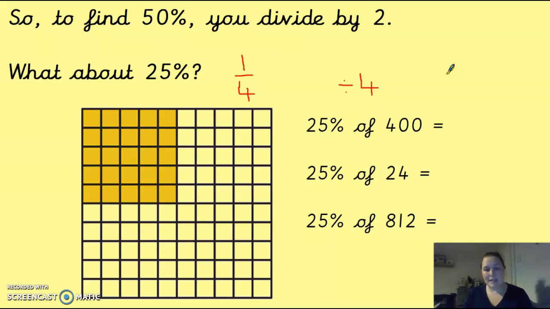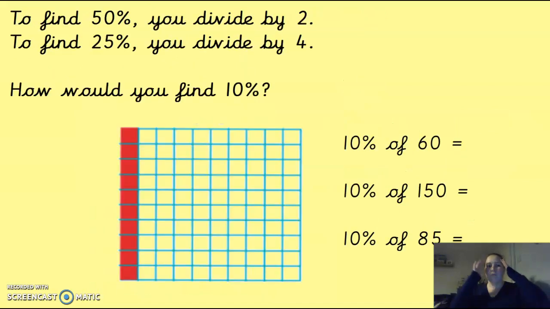Okay, so 25% of 400, divide 400 by 4 becomes 100. 25% of 24, divide it by 4, use my times tables, that will be 6. And then 25% of 812. I could have done a little bus stop, or if I want to do it in my head, I could half it, which would be 406. Half it again would be 203. Had to think about that a little bit there. Okay, hopefully you got those answers too. Hopefully we're still not too tricky.